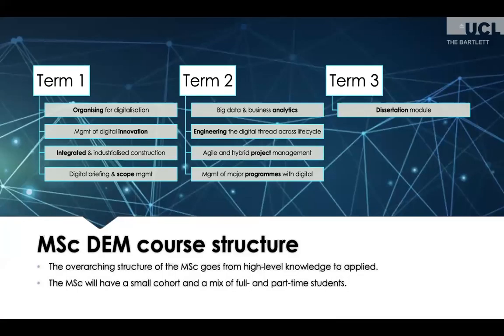The course structure has three main terms. So we have term 1, term 2, and term 3. The first 2 terms are dealing with taught modules. And the third term is a dissertation, which is more independent work.